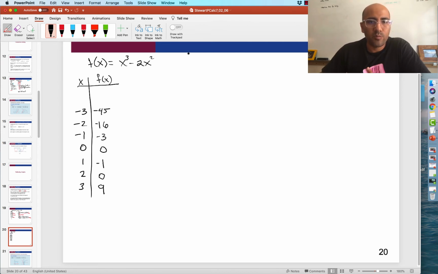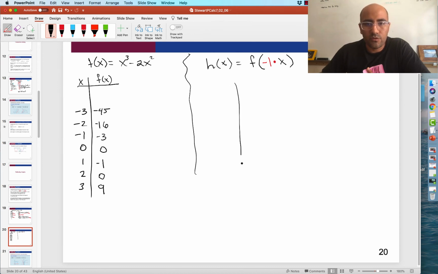But now we want to explore what happens to this new function. Let's call it h of x. This new function, h of x, is going to be equivalent to the old function, but we multiply the input by -1. Negative 1 times x. Good. So now we come up with a new table of values for this new function, so we can figure out what it looks like.